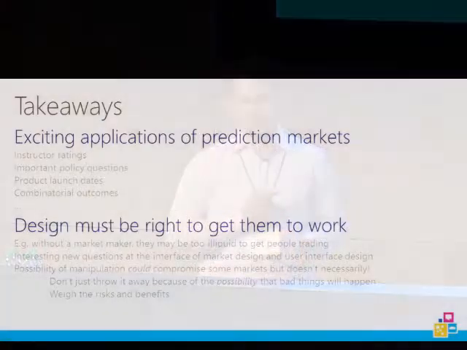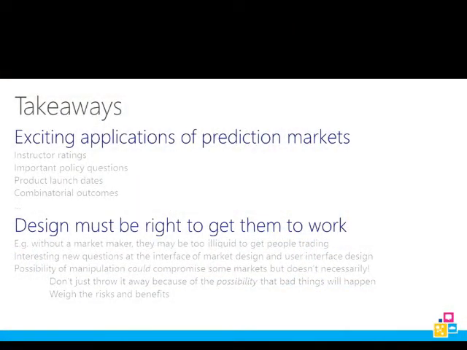So just in closing, the takeaways that I want you to go home with from this talk are, there's a ton of exciting applications of prediction markets, ranging from things that we care about as professors, like instructor ratings, to important policy questions, exciting questions about combinatorial outcomes. But in order to actually get this to work, there's some really interesting research questions to dive into. We have to design these markets right to get them to work. The devil is in the details.